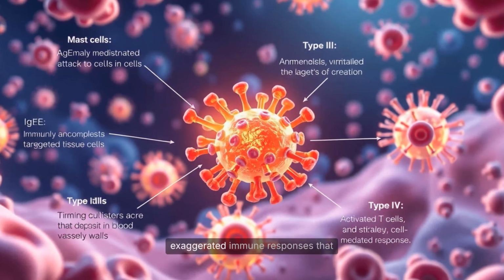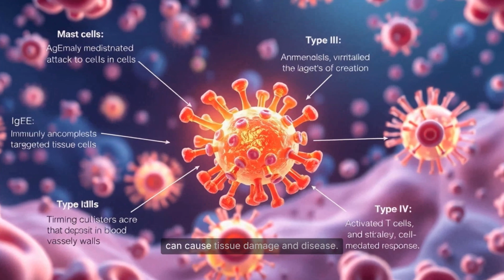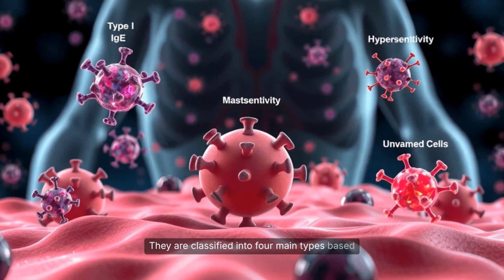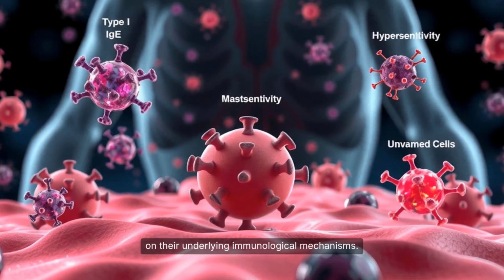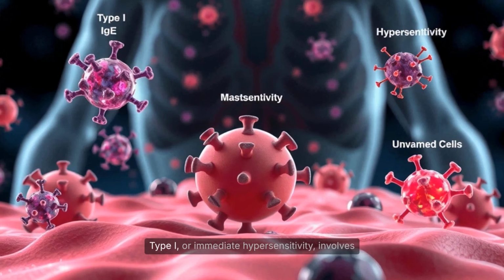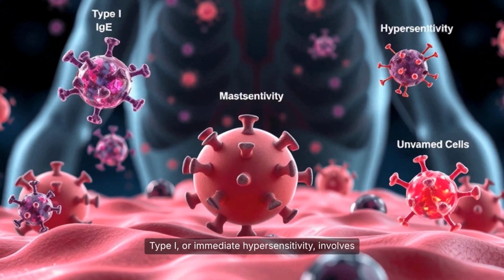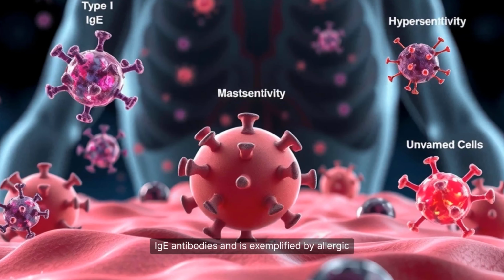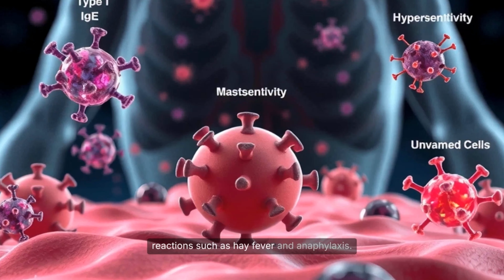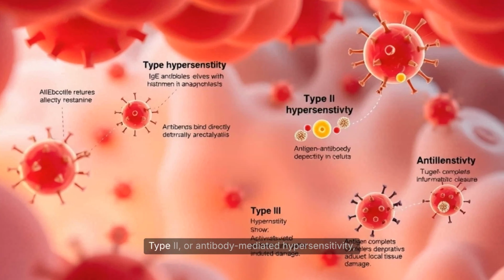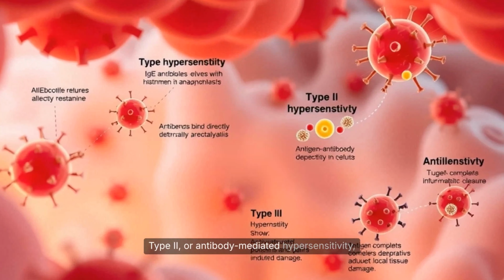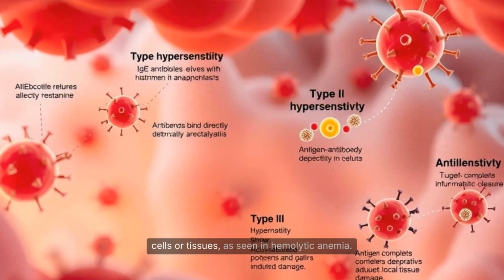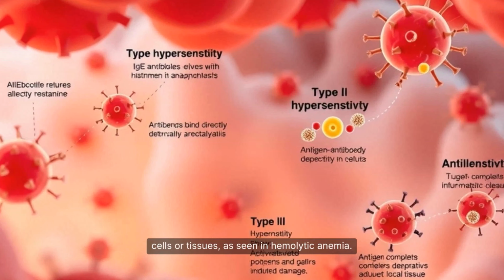Hypersensitivity reactions are exaggerated immune responses that can cause tissue damage and disease. They are classified into 4 main types based on their underlying immunological mechanisms. Type 1, or immediate hypersensitivity, involves IgE antibodies and is exemplified by allergic reactions such as hay fever and anaphylaxis. Type 2, or antibody-mediated hypersensitivity, occurs when antibodies target cells or tissues, as seen in hemolytic anemia.